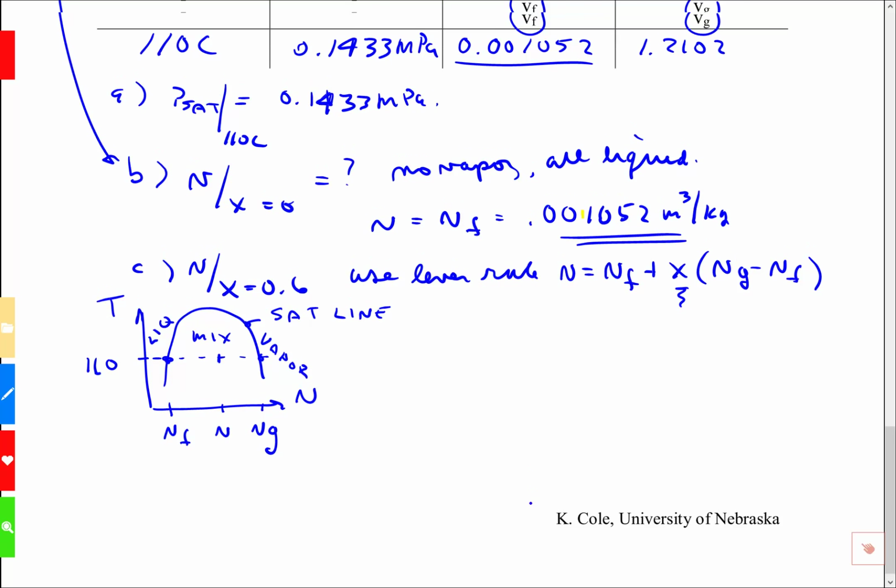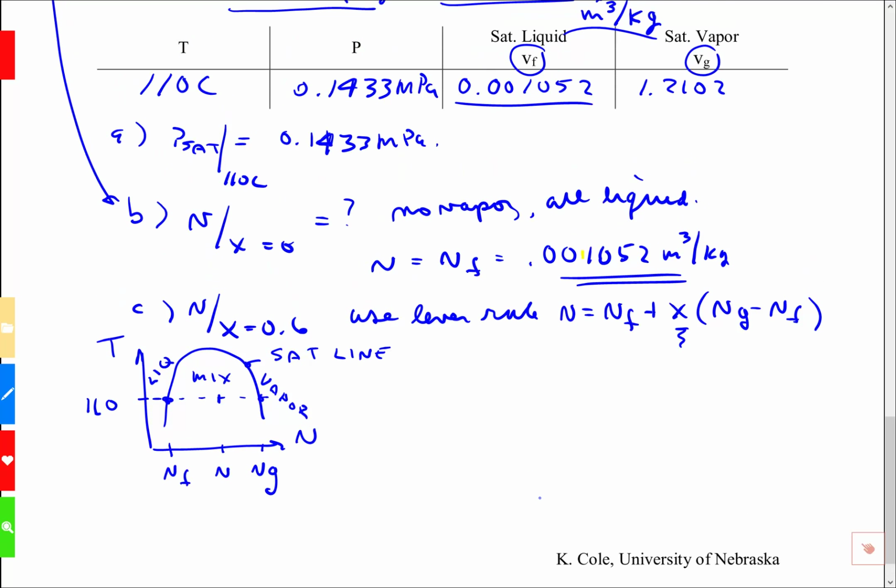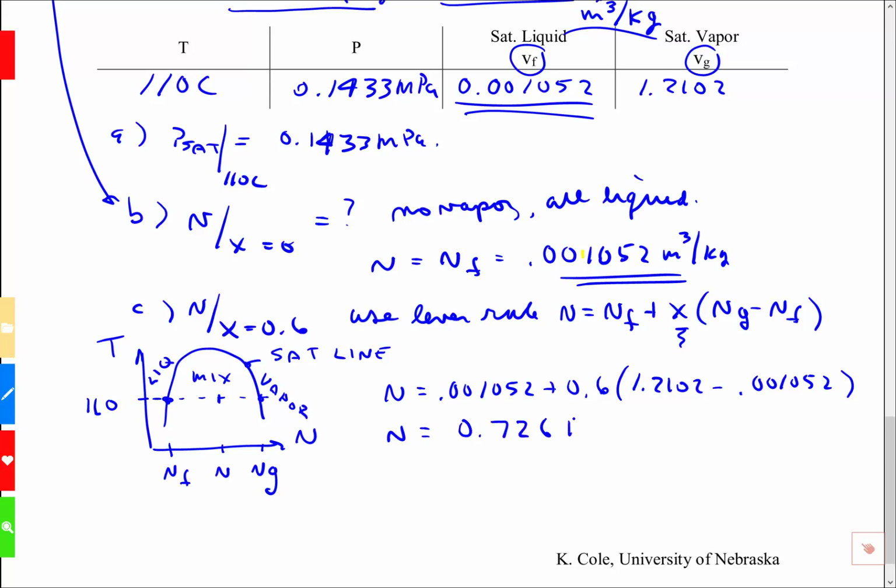All right, we've got all the information we need to crunch this. We've got the V sub F and V sub G values that are transferred from the table, so let's compute this. V is going to be the liquid value, 0.001052, plus the distance we are from that liquid value, 0.6, times the distance across the mixture region, which is V sub G, 1.2102, minus V sub F, 0.001052. So we crunch that, and that turns out to be 0.7264 meters cubed per kilogram. That's responsive. That's what we're asked to find.